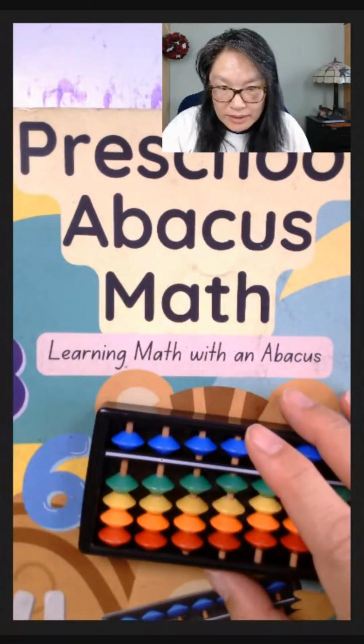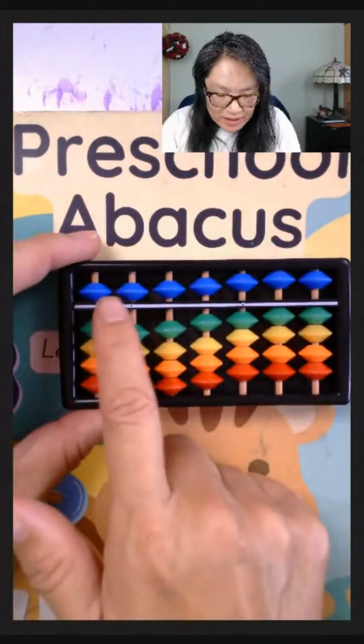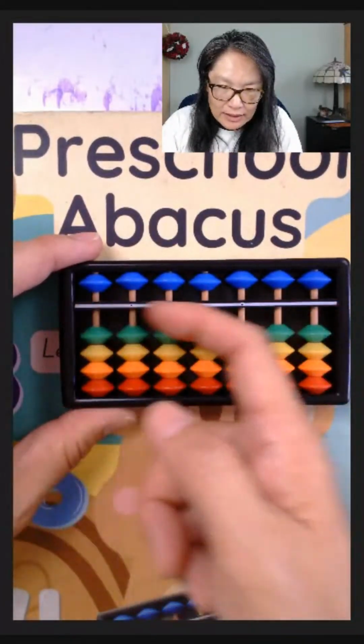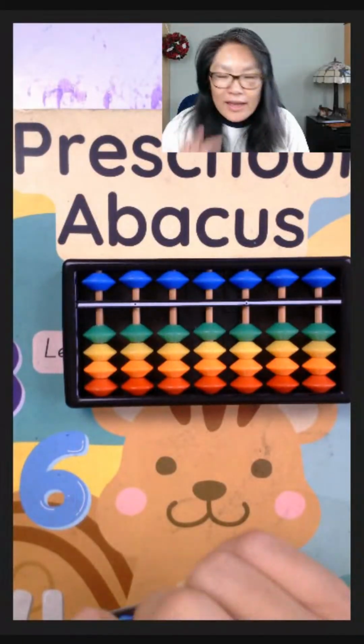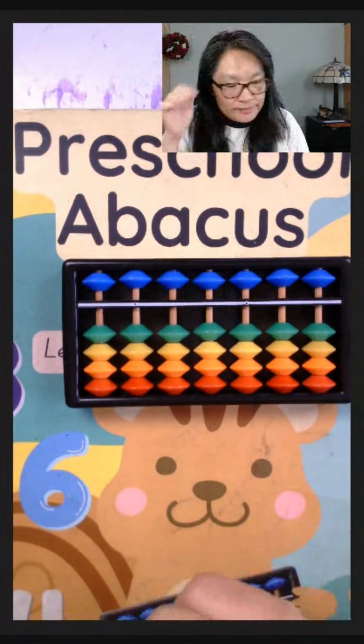I understood the Chinese one immediately. Yeah, exactly. It's easier to understand, but this one you had to do a little bit of understanding, because the top bead is the five. Yeah, I do like they each have their pros and cons.